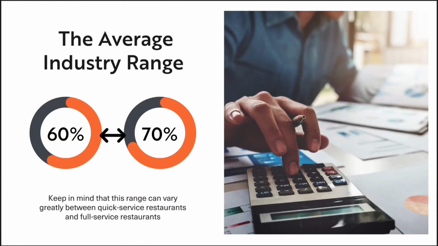Now you might be asking, what is the restaurant or hospitality industry average for prime cost as a percentage of sales? This will typically range between 60 and 70% of your sales, the lesser end of the range being your ideal target. Now let's remember, if costs are 60 to 70%, that leaves you with 30 to 40% to flow down to other costs associated with your restaurant, such as supplies, maintenance, and occupancy. Keep in mind, though, that this range can vary greatly between quick service restaurants and full service restaurants.